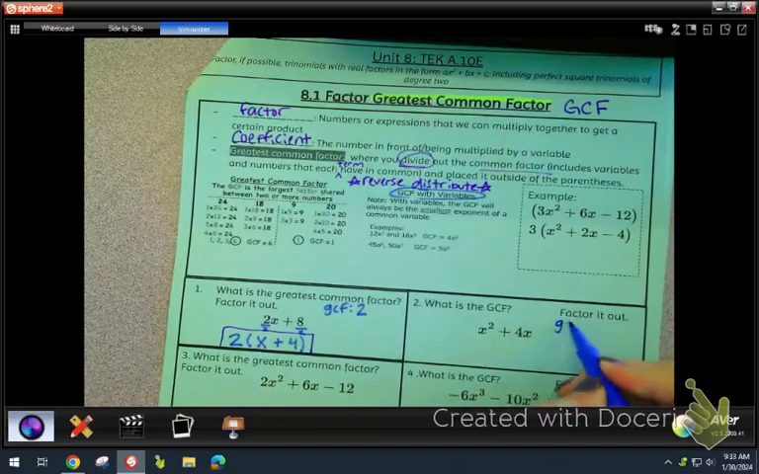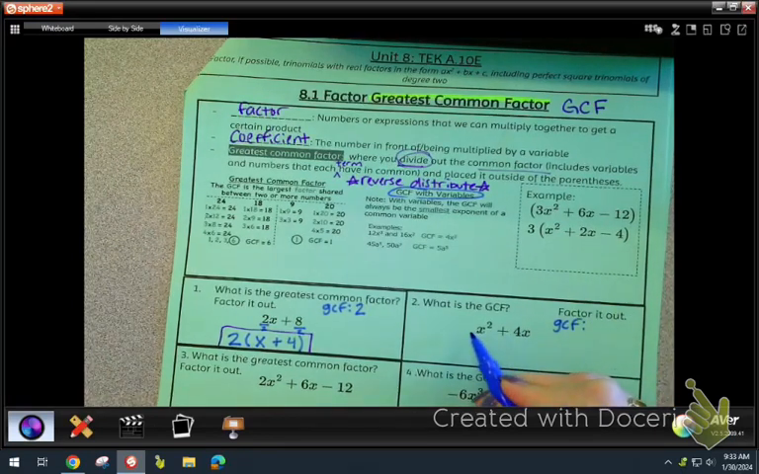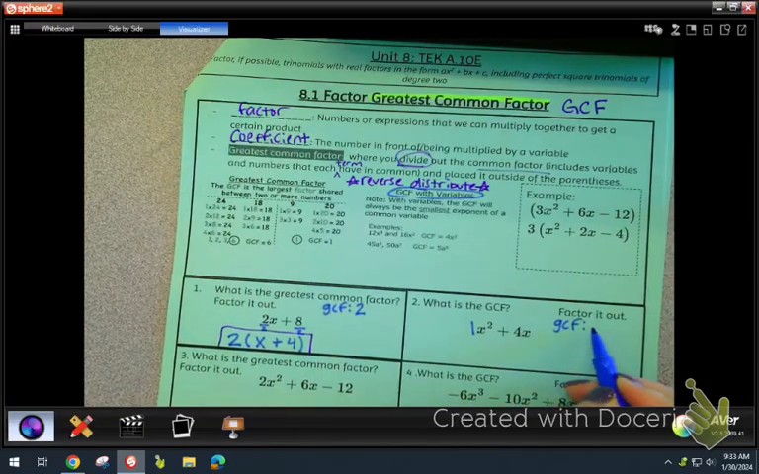Let's go over here. We're going to write what our GCF is over here. What's the coefficient of the first term over here? 1. What's the coefficient over here? Remember, you have to start with the smallest number. What's smaller between 1 and 4? 1. Okay? 1 is divisible by 1. 4 is divisible by 1. What GCF number do you have?